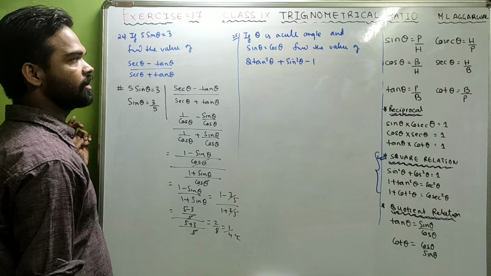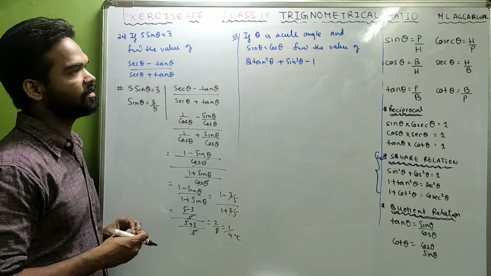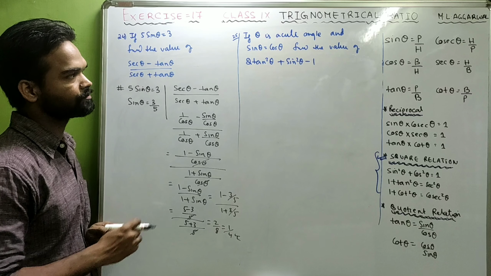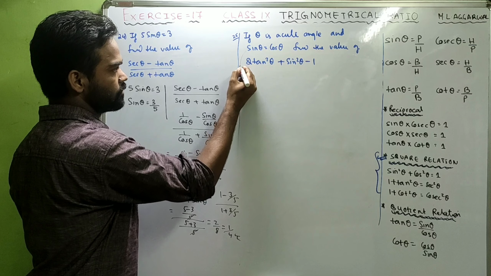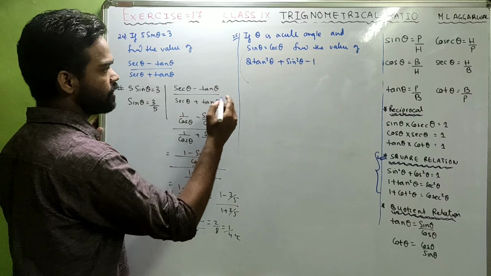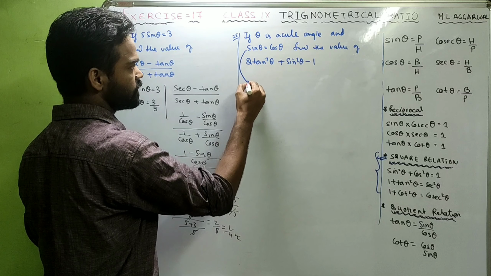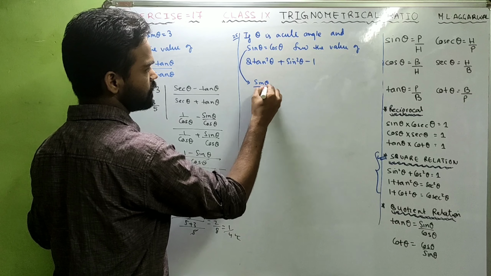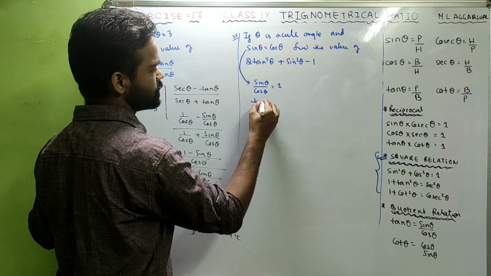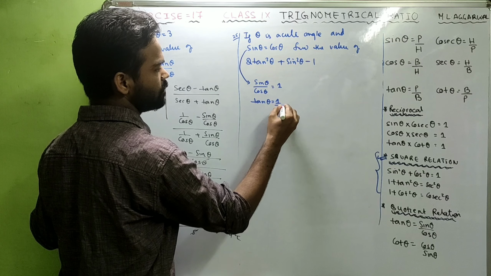Now look at 25. If theta is acute angle and sin theta equals cos theta, find the value of 2 tan square theta plus sin square theta minus 1. Look, this is given to us, sin theta equals cos theta. So can I write, sin theta by cos theta equals 1, which means tan theta equals 1, that is 1 by 1.